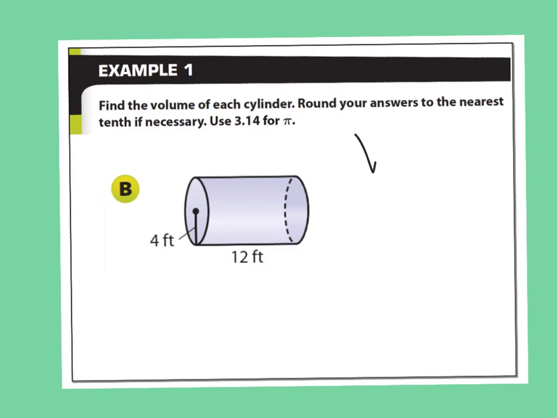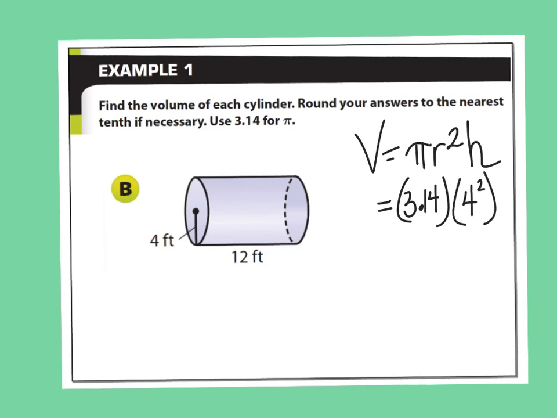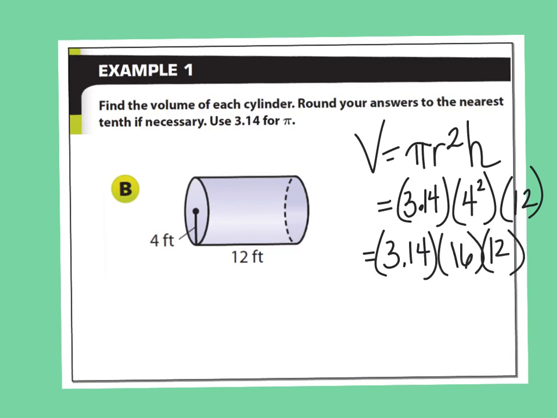Second example. All right, I'm going to start again with the volume formula. Area of a circle, pi r squared. That's my base, and then multiplying by h. In this one, again, I'm going to use the approximation for pi, 3.14. I am given the radius, so 4 squared times the height, 12. Again, I'm going to evaluate that exponent. I get 16, and now I'm left to multiply 3.14 times 16 times 12.